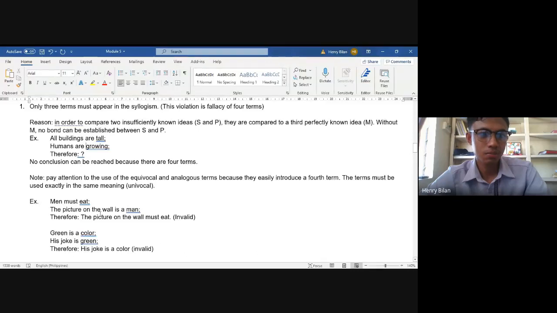So we have this example. Man must eat. The picture on the wall is a man. Therefore, the picture on the wall must eat. So common sense would tell us that the conclusion is already faulty. Mali. Hindi naman kakain ang isang larawan. Pero mukhang tama. Kasi pag bibilangin natin yung terms, tatlo. Man, eat, picture. Tatlo.